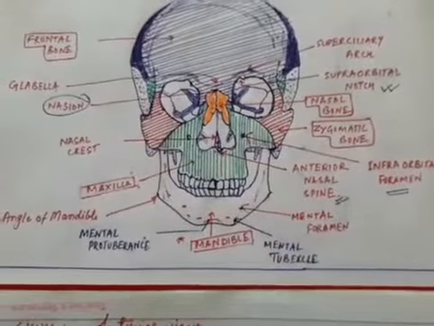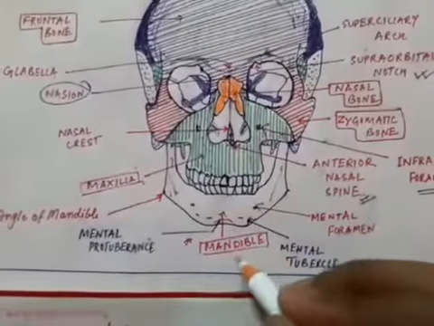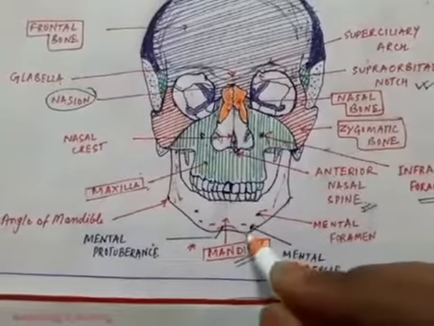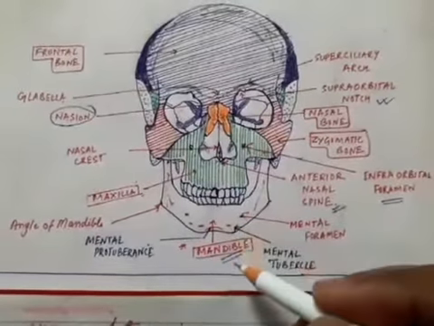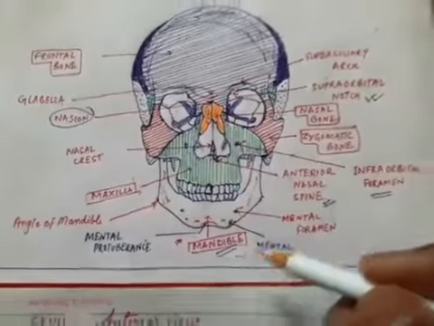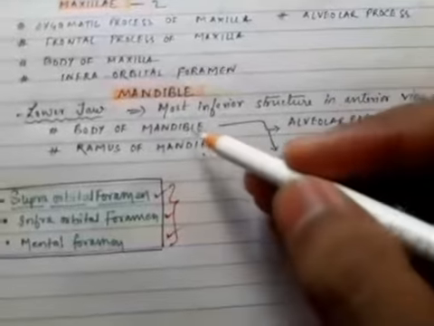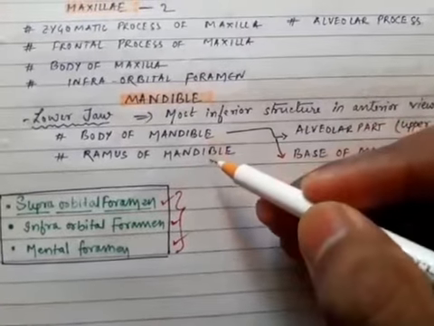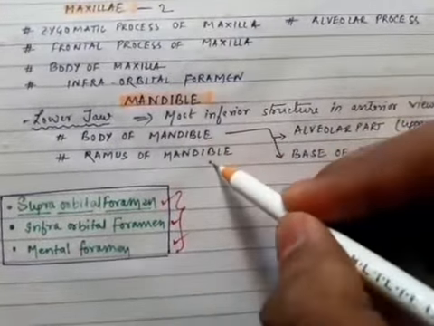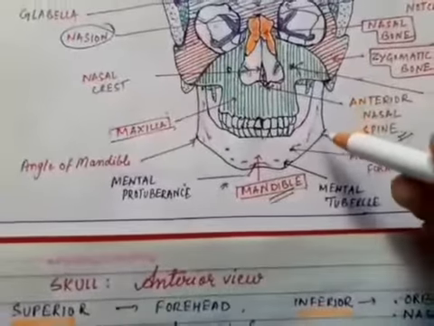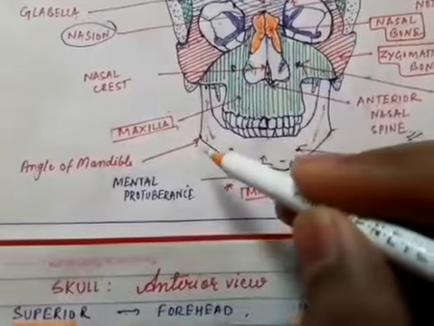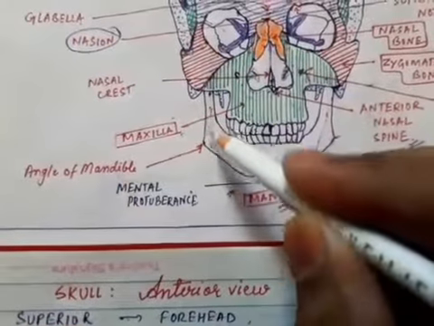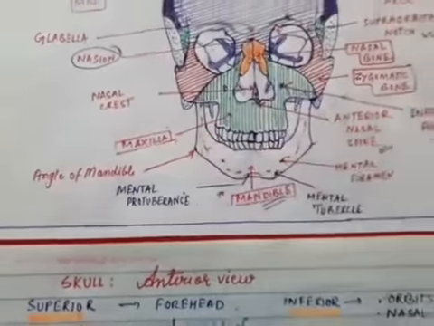At last we come to the mandible. It forms the lower jaw and it is the most inferior structure in the anterior view of the skull. It consists of the body of mandible that is present anteriorly and the ramus of mandible that is present posteriorly. Now these two parts of the mandible meet at the angle of mandible. All these parts of mandible are visible to some extent in the anterior view.